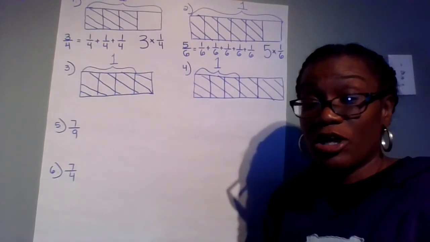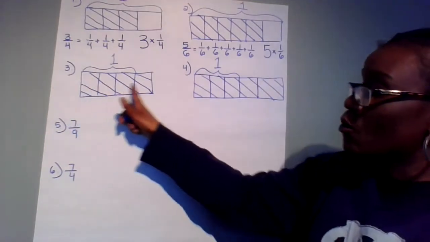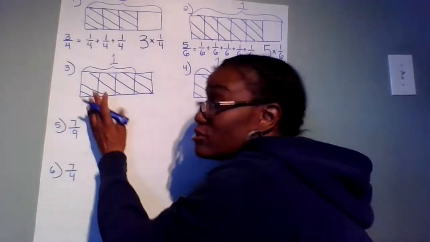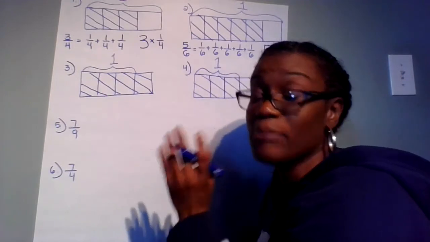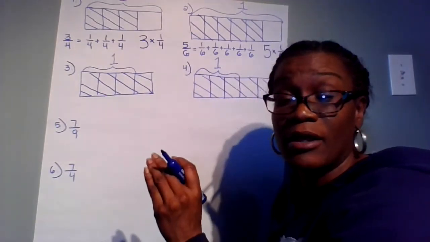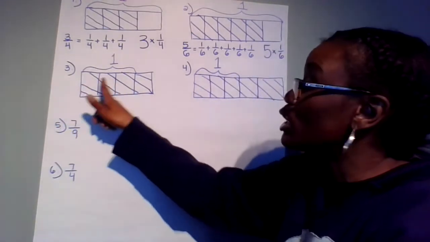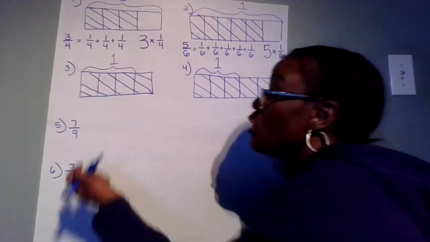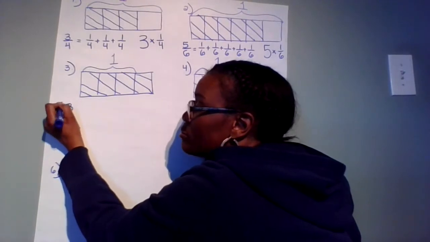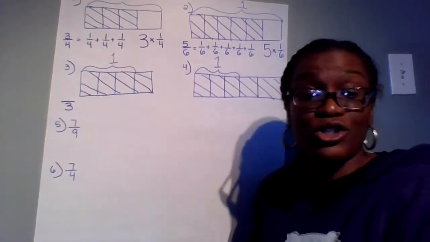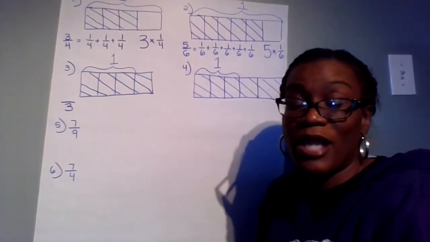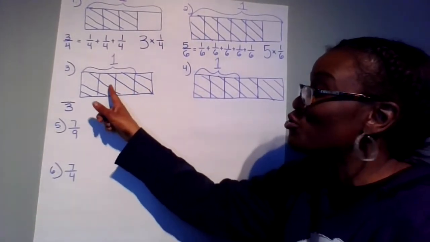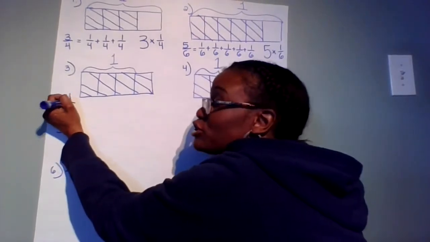But we have to be careful with this because we have all these parts shaded in. So, scholars, what is our denominator again? 3. 1, 2, 3, because that's how many parts make up our whole. So our denominator is going to be 3. But here's the trick. How many parts do we have shaded in? 1, 2, 3, 4. We have 4 parts shaded in.